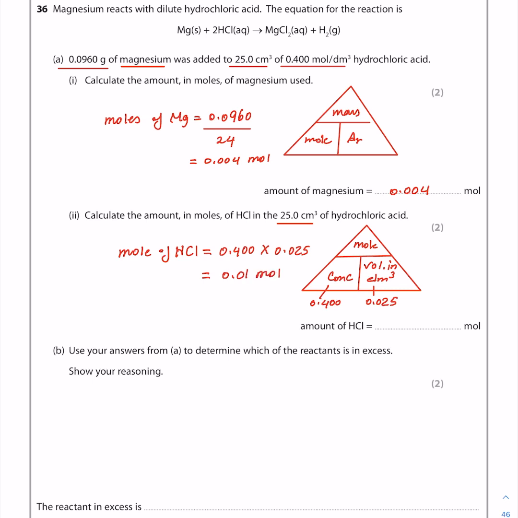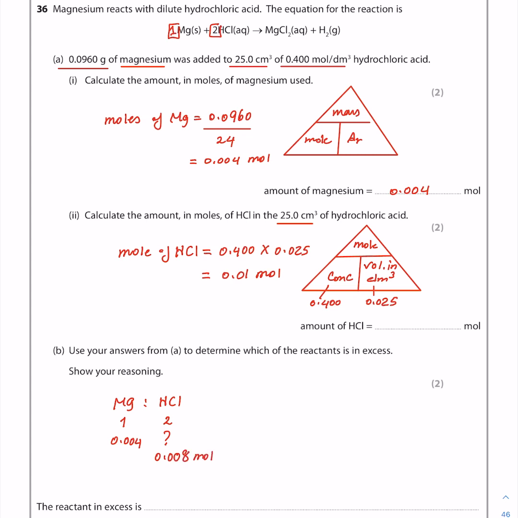Use your answer to determine which of reactants is in excess. طب الايكويشن فيها الريشيو ما بين المغنيسيوم للهيدروكلوريك اسيد كام لكام؟ الايكويشن المغنيسيوم للهيدروكلوريك اسيد 1 to 2 اللي هي فوق خالص اهي 1 to 2. يبقى دلوقتي لو انا معايا مولز من المغنيسيوم 0.004 يبقى المفروض دول يتفاعلوا مع قد ايه مولز اوف هيدروكلوريك 0.008.